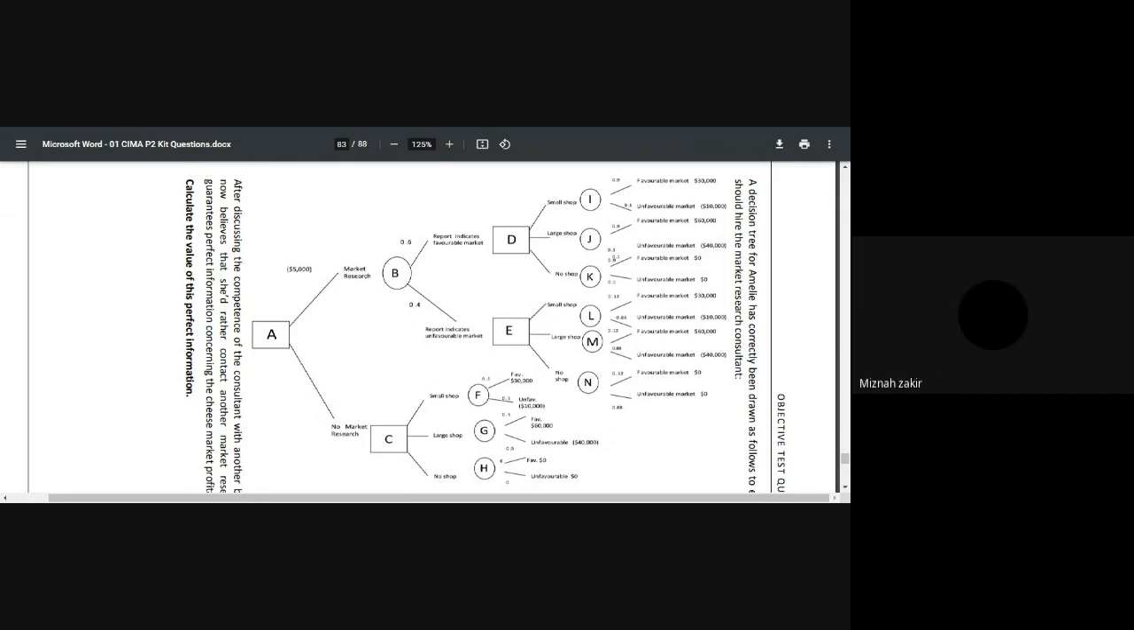Confused? No, it's fine. Okay, with the large shop there is a possibility of again 90% and 10% of unfavorability, that is your given figures. Now with the help of given figures you will have to calculate your expected value. So 90% into 60,000 and 10% into 40,000.